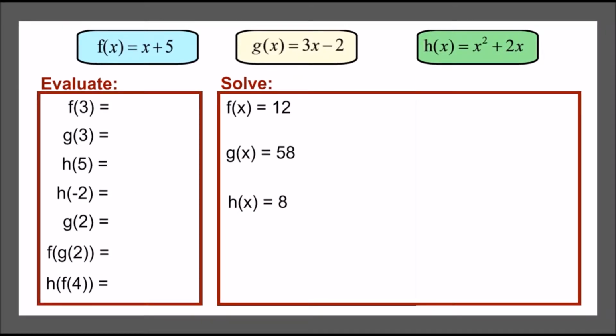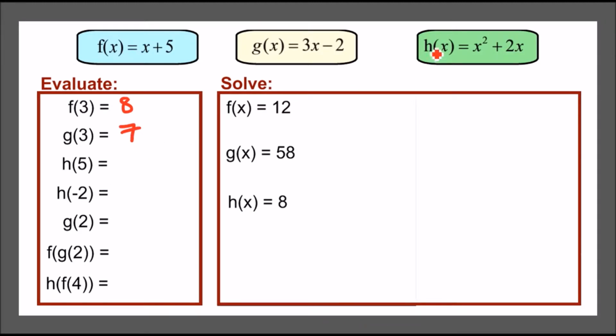So the very first problem. We have to find the value of the function at the point 3, and that is the very first one. So when x equals 3, we have 3 plus 5, and that should give us 8. Nice and easy. Now g3. So g3 is just when the x value for the g function is 3. So we have 3 times 3, which is 9, minus 2, which should give us 7.